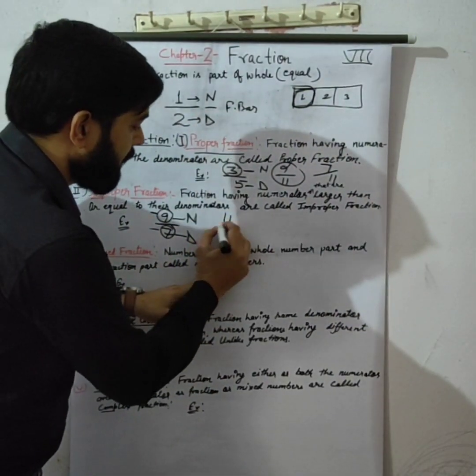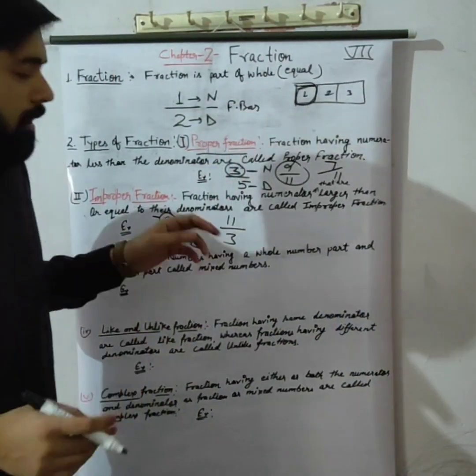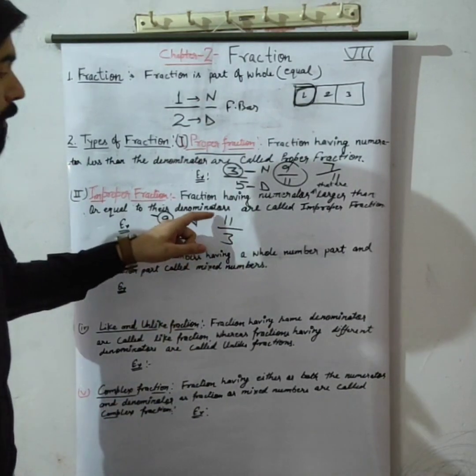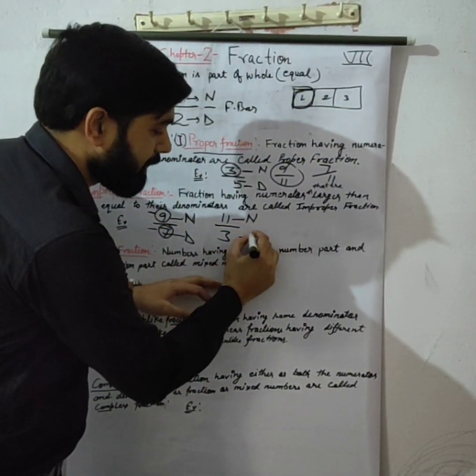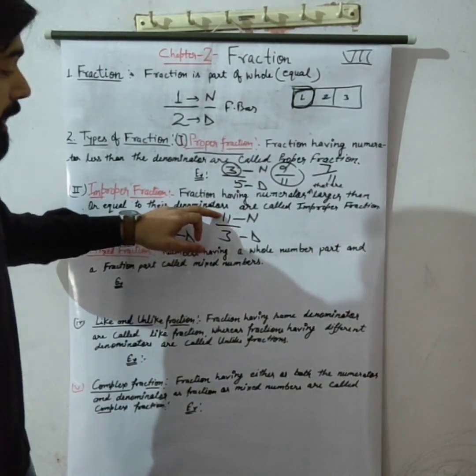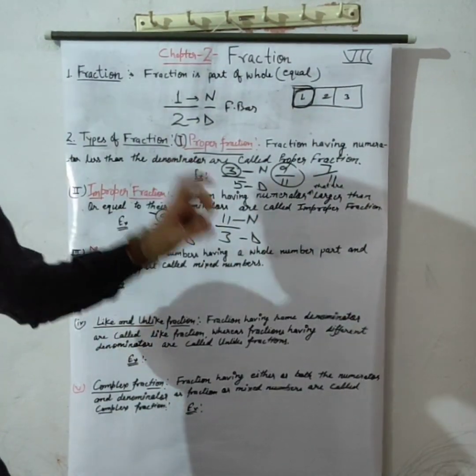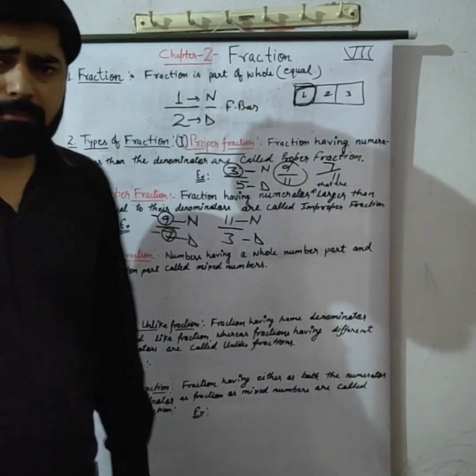Again, one example: 11 upon 3. Yes, you can tell, this is right, this is an improper fraction. Why? Because the numerator is greater than the denominator. The numerator here is 11, and the denominator here is 3. So 11 is greater than 3, which means this is an improper fraction.